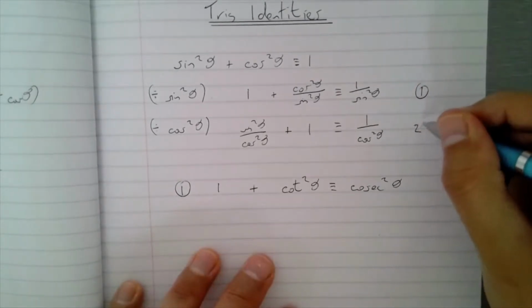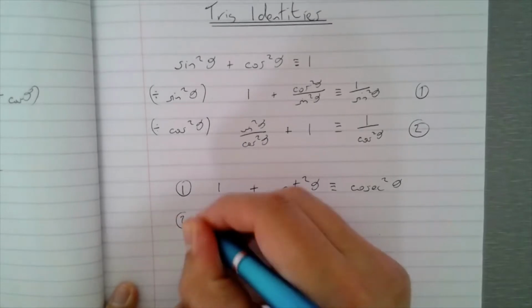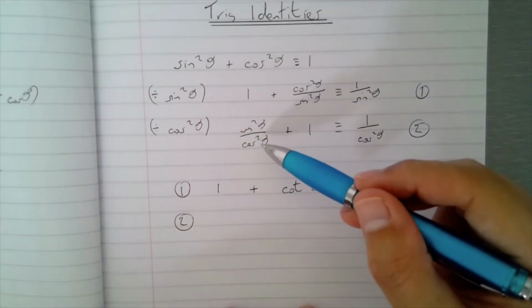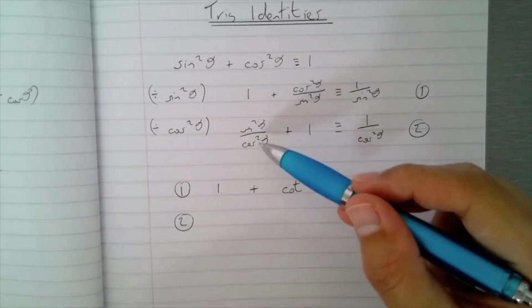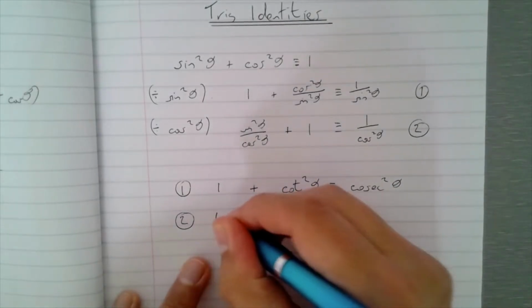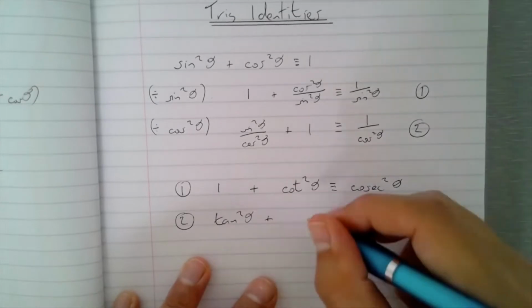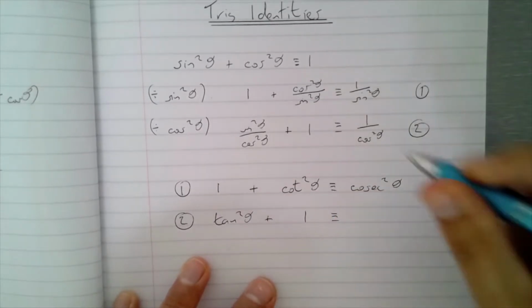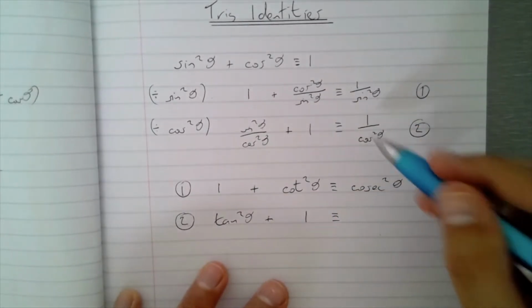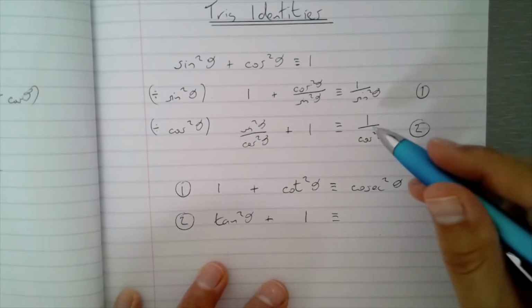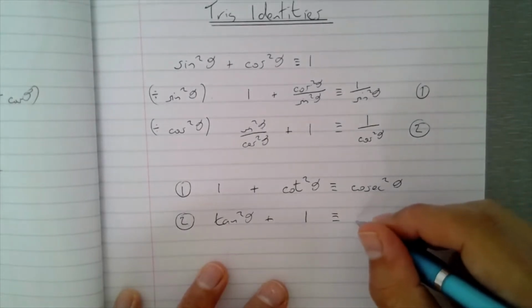And if we look at number 2, we can do something similar. Sine over cos is tan, so sine squared over cos squared is tan squared theta, plus 1 is equivalent to 1 over cos squared. 1 over cos is sec, so 1 over cos squared is sec squared.